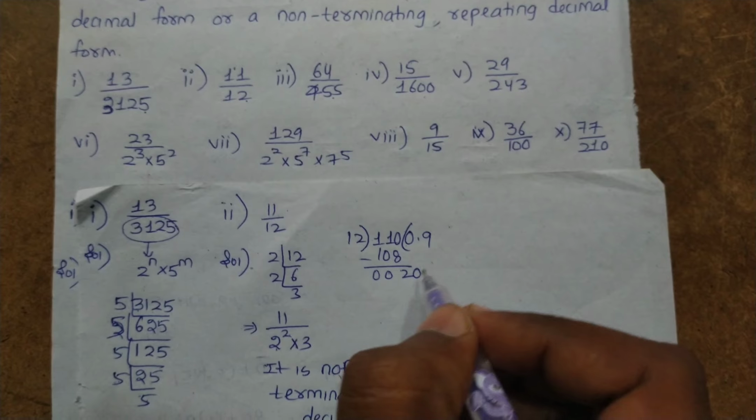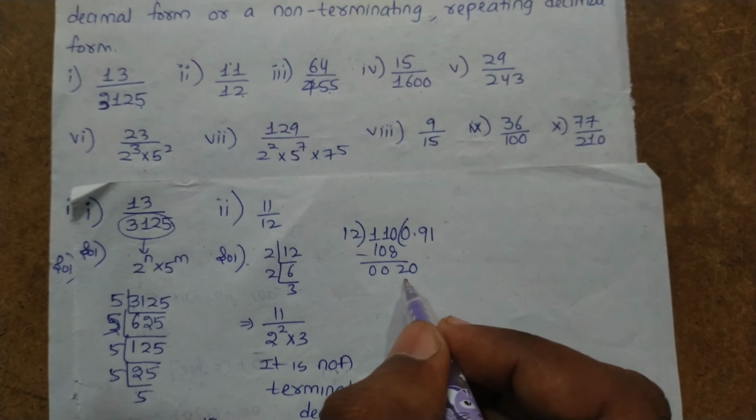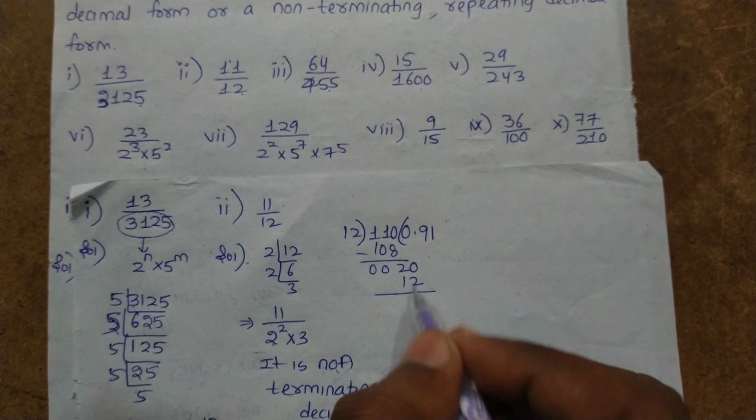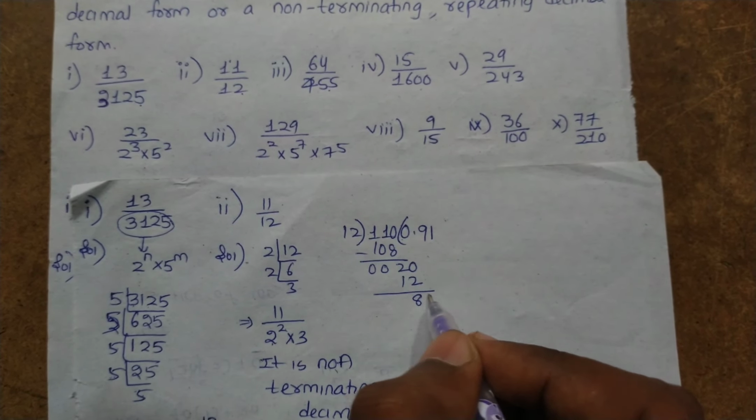Suppose I take 20, then 200. 12 how much? 12 sixes are 72, 12 sevens are 84. So I will take 6, 12 sixes are 72. Again you are going to get 80. Okay, 80 means again what will you get? 12 sixes are 72.